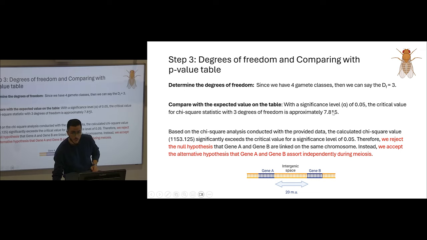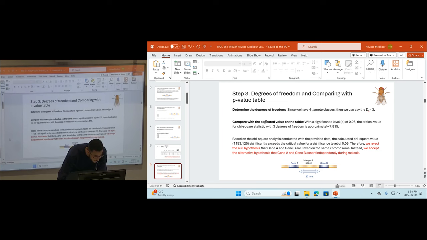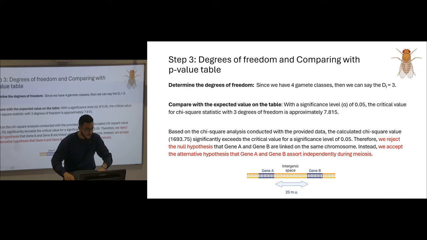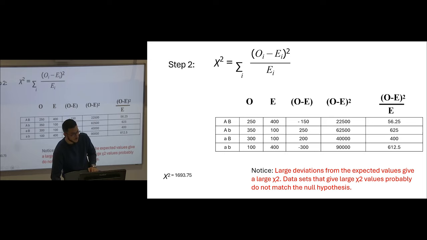Yeah, I'll provide the table. So then if you compare 693.75, you see that it exceeds the critical value for the 0.05 confidence or significance level. So then we reject the hypothesis. Okay. So in this case, we say that gene A and gene B assort independently during meiosis. In this example, it was kind of clear because the observed looks like this, right? Almost clear. This one here maybe is a bit weird, but still, if you do this, you'll have the answer no matter what. Does this make sense? Yeah.